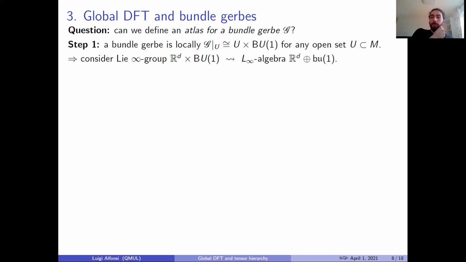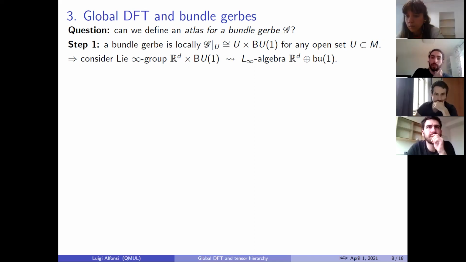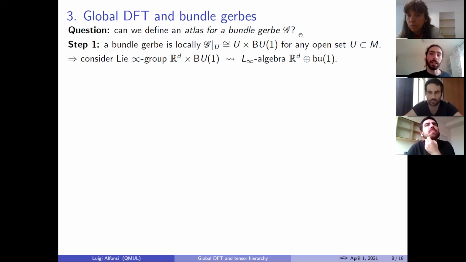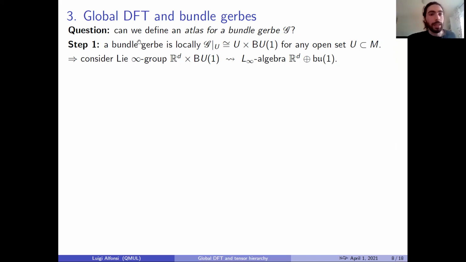So the motivation of this question is: do we have anything similar? In the literature, there are some hints that we should have something at least vaguely similar. So how can we define an atlas for the bundle gerbe? Step one: a bundle gerbe is locally, on any open set of the base manifold, given by the open set times the structure group, like any principal bundle. In this case, the structure group is this Lie infinity group. So what I did was to take this group that models locally the bundle gerbe and consider its Lie infinity algebra, which is its infinitesimal version.